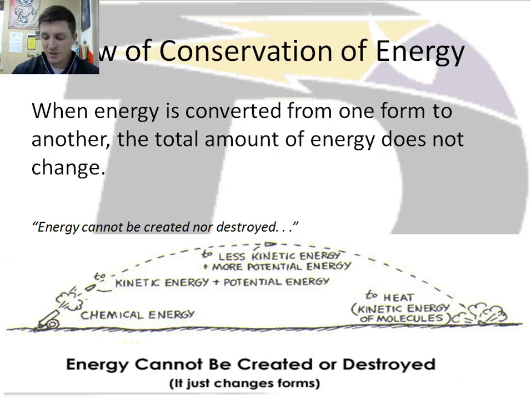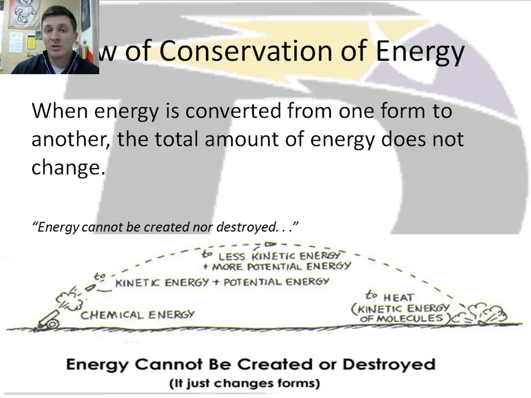The law of conservation of energy simply states that when energy is converted from one form to another, the total amount of energy does not change. You probably have heard this phrase that energy cannot be created nor destroyed. That's essentially the law of conservation of energy. Energy is not destroyed, it's not created, it simply is transferred and changes forms.